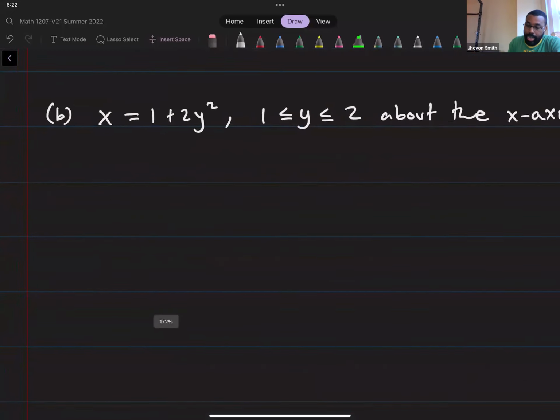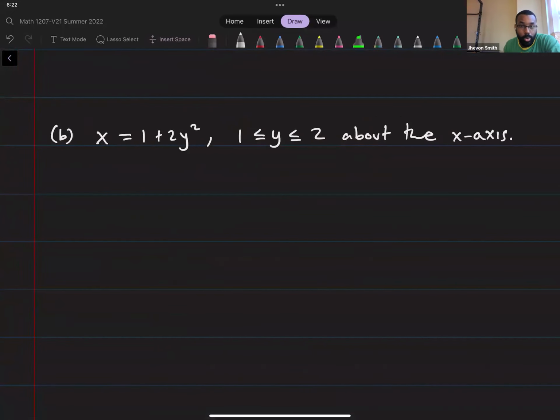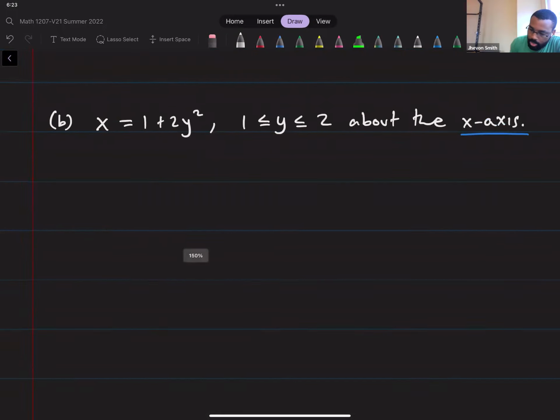This time I'm given x as a function of y and given the limits on the y. So I'm obviously going to use the other version of the formula. I just wanted you to see how that would work. So we're still going around the x-axis, so the radius part of our function is still y. It's still the height of the function as a function of y.